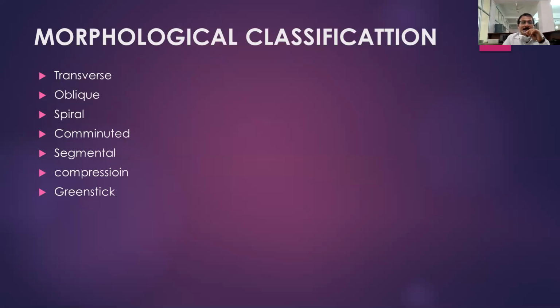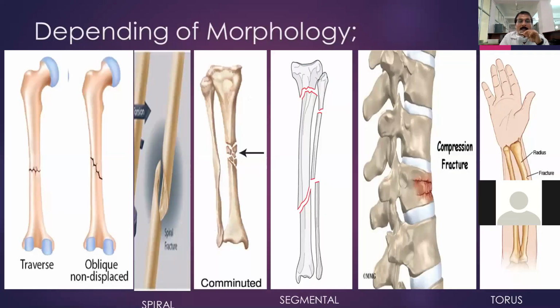So this can be termed as transverse fracture, oblique fracture, spiral fracture, comminuted fracture, segmental fracture, compression and green stick fracture. So these are the various morphological types of fracture. Now we'll talk about them one by one. Transverse, oblique, spiral, comminuted, segmental, compression, and green stick fracture. Next to that, these are the examples.